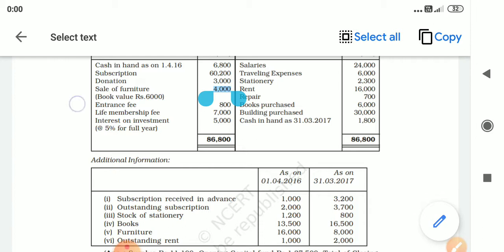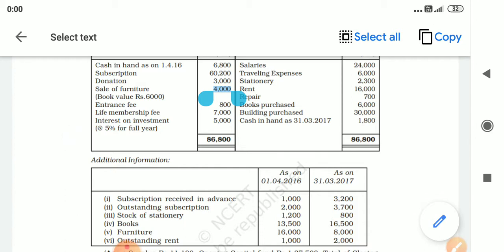Entrance fee, it is a revenue item, so it will appear in the income side of income and expenditure account. Life membership fee will be transferred to the current year's balance sheet. You can either add it with capital fund or you can show it separately. Interest on investment, 5,000, will appear in the income side of income and expenditure account.